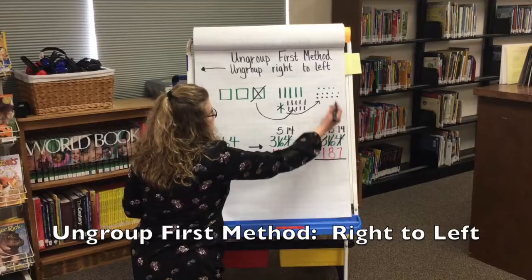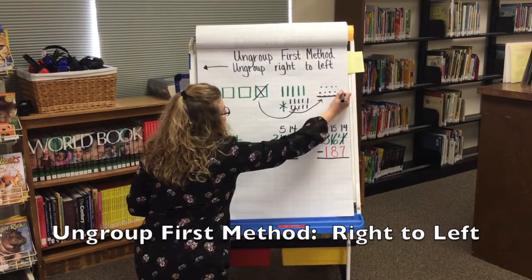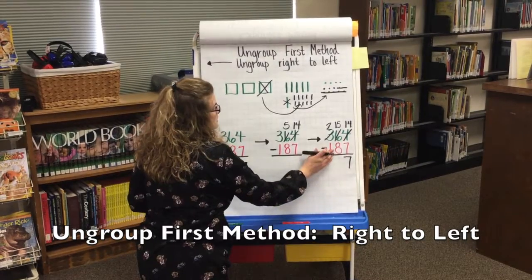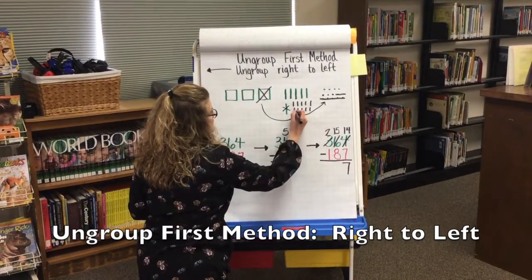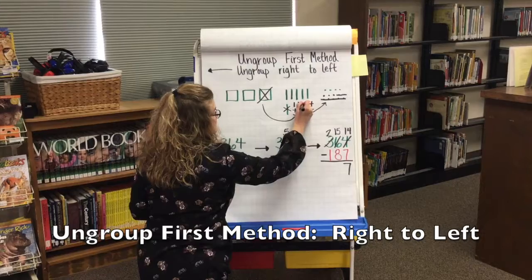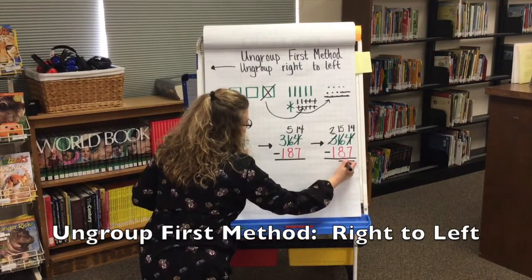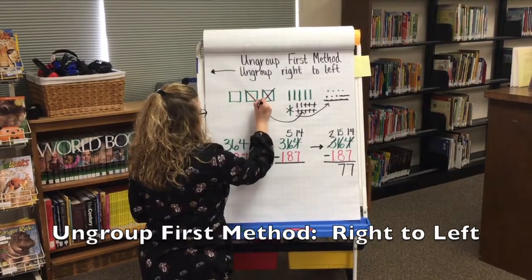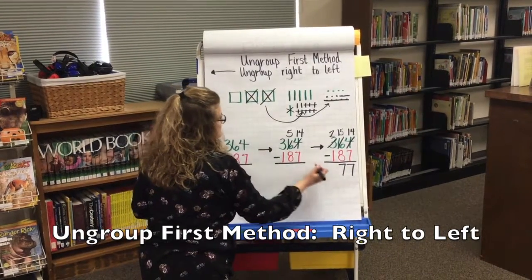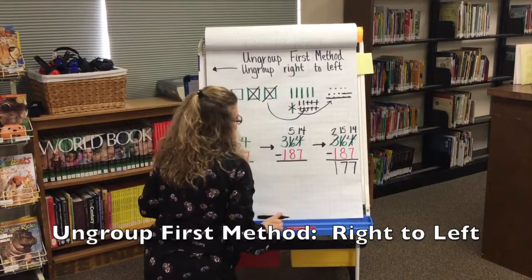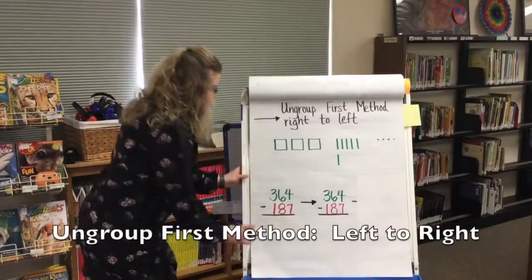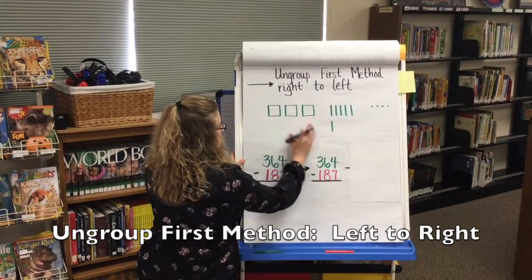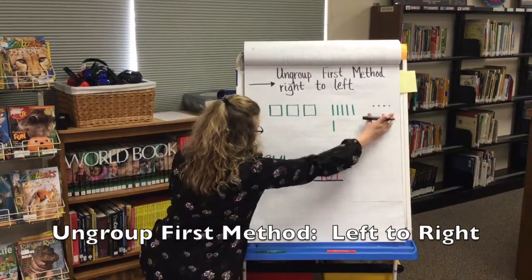I'm going to take 7 away from my 14. Get 7. I'm going to take 8 away from my 15 and get 7 tens. I'm going to take 100 away from my 100s and get 177. So I'm going to look at my number 364 and my proof picture with 3 hundreds, 6 tens, and 4 ones.